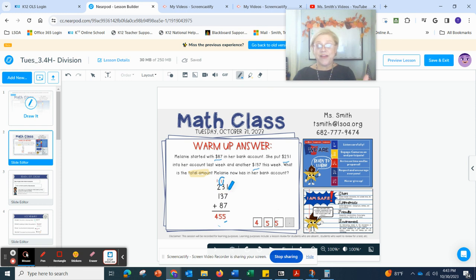Now we have 3 plus 3. Oh, I know that's 6. 6 plus 1, 7. And 7 plus 8, we're back at 15. Put the 5 in the tens column, because we're in the tens column. We put the 5 in the tens column, carry our 1.